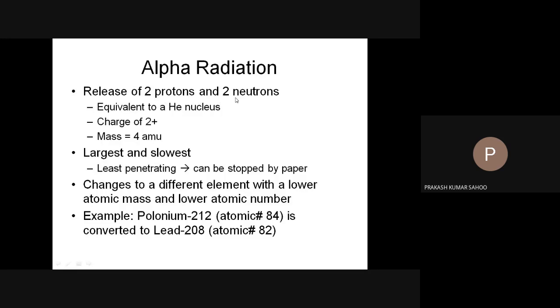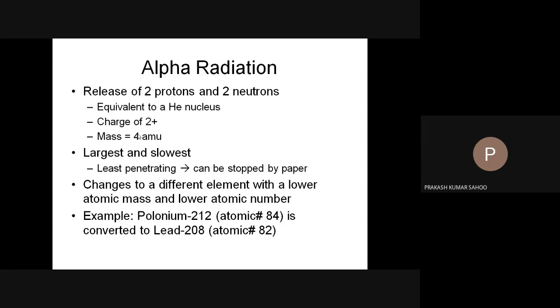So these have 2 protons and 2 neutrons. This is the largest, and this radiation, or ray, has a mass of 4 atomic mass units. This is the heaviest ray between these three, that is alpha, beta, gamma. Between these three rays, alpha is the least penetrating and can be stopped by a single sheet of paper. This is alpha because it has the highest mass, 4 atomic mass units.